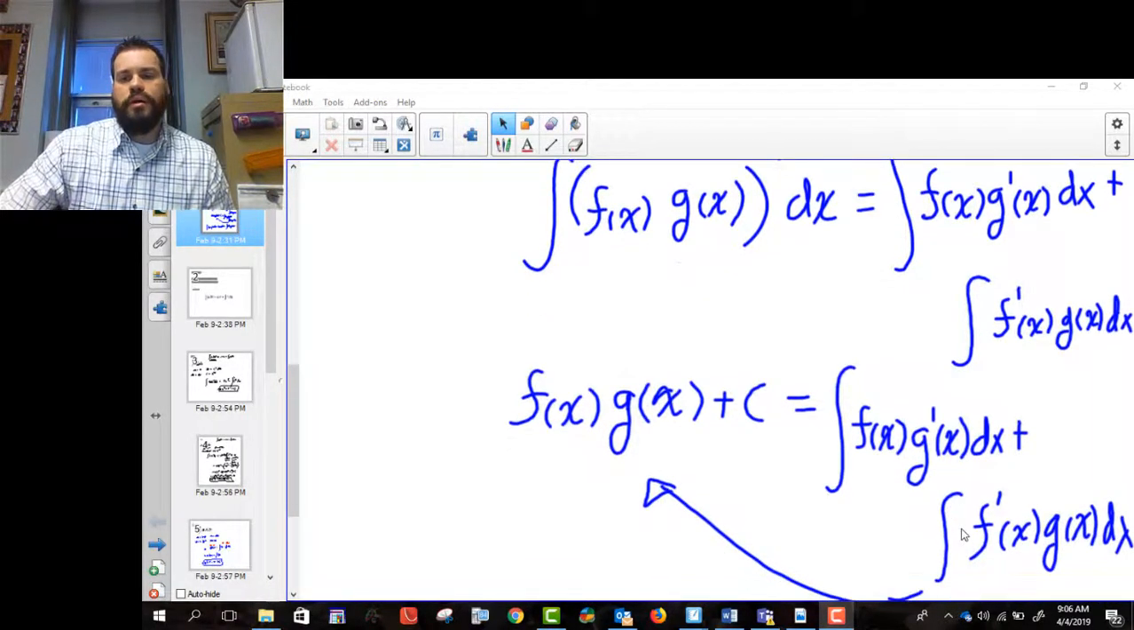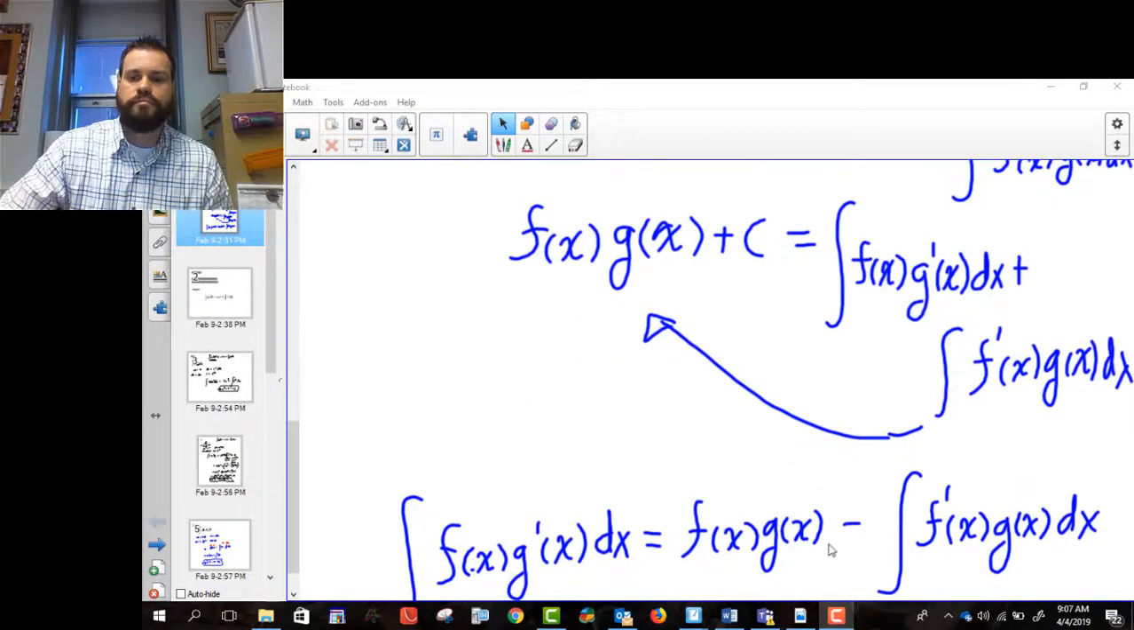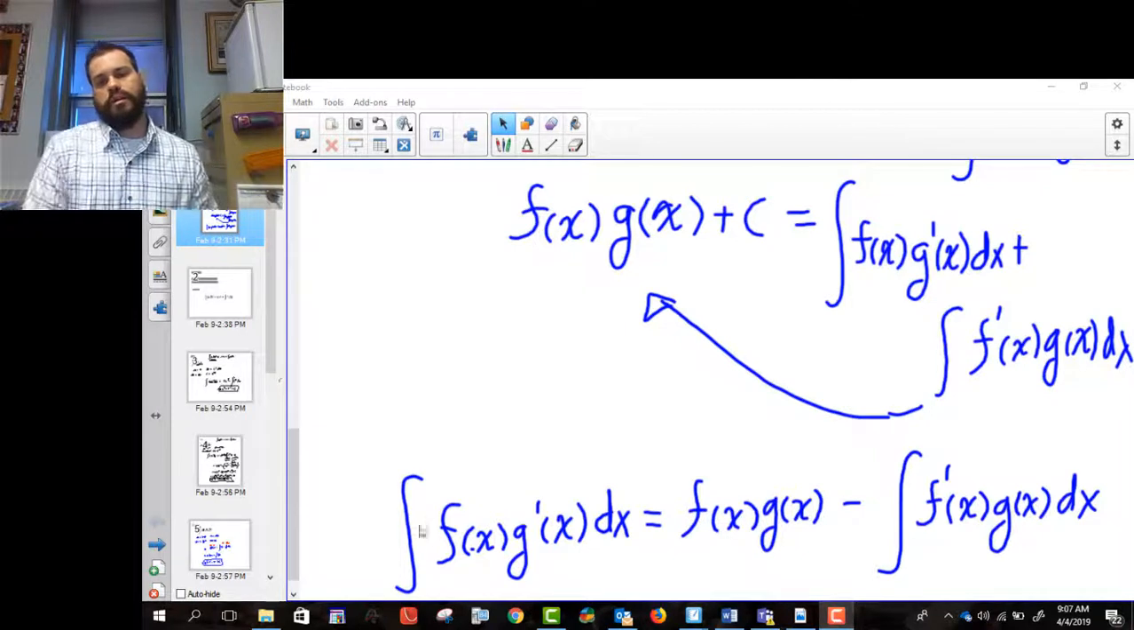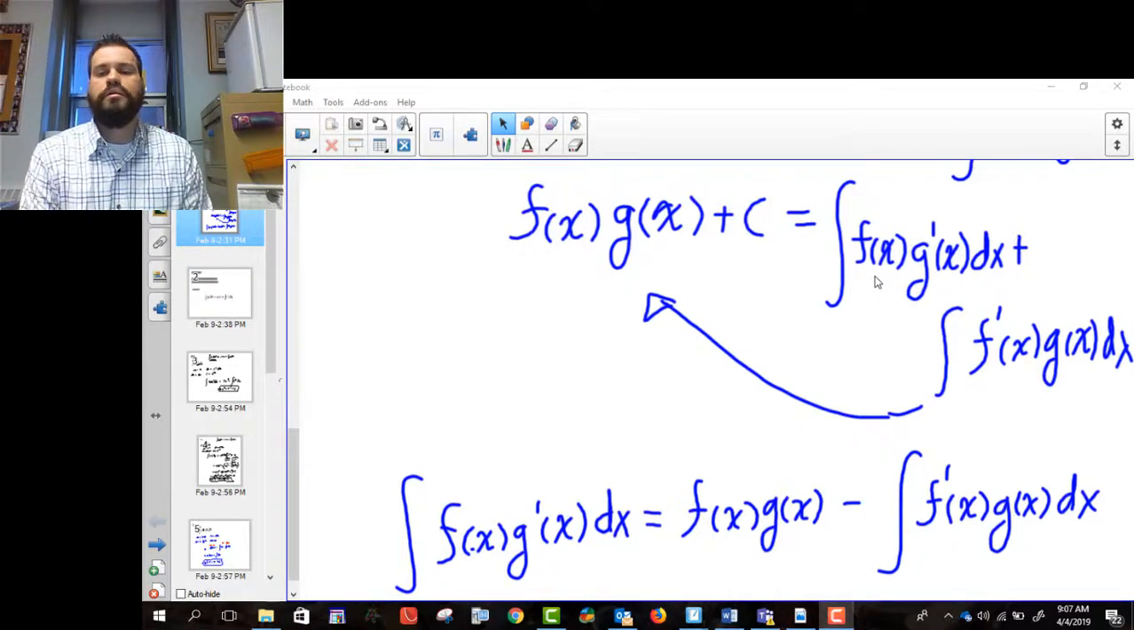Then what we're going to do is take these two integrals, take one of them and pop it to the other side. So we're going to take this one and move it over. And what we do then is we write it like this. So we have the integral of f of x g prime of x dx; I switched sides. And then it's f of x g of x minus this.